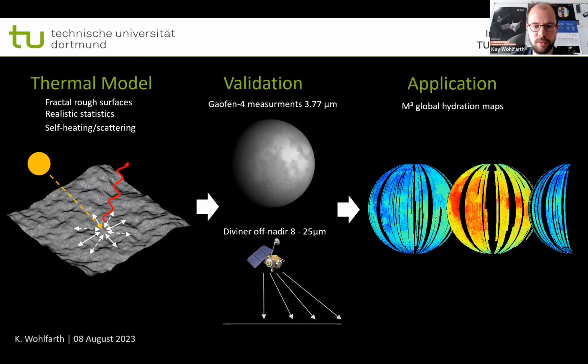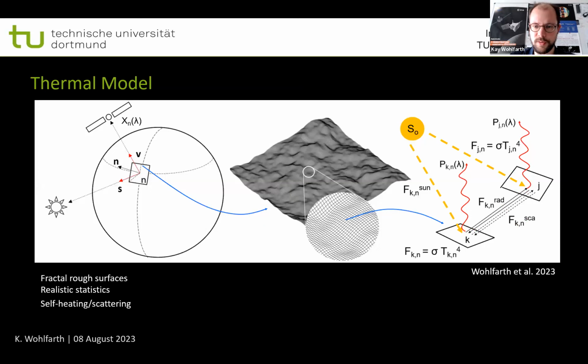And then the model has been validated, and I can finally use it to reprocess the M-cube images and come up with global M-cube lunar hydration maps. And the colors are basically band depth of the 3 micrometer feature. Here I put in the reference, Wohlfarth et al. 2023 is a paper. I think it was also in the invitation to this meeting today.